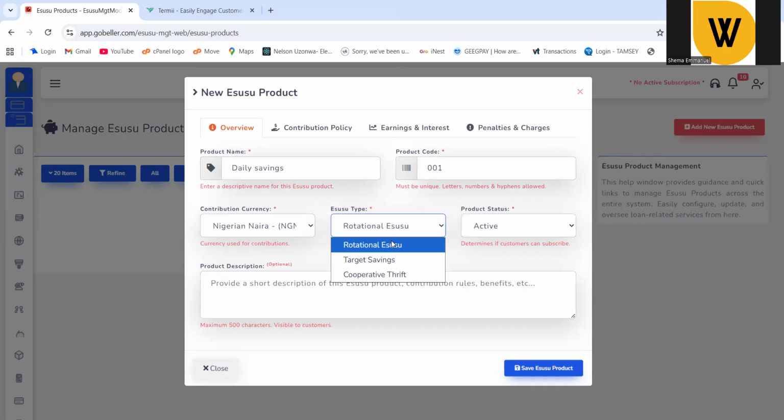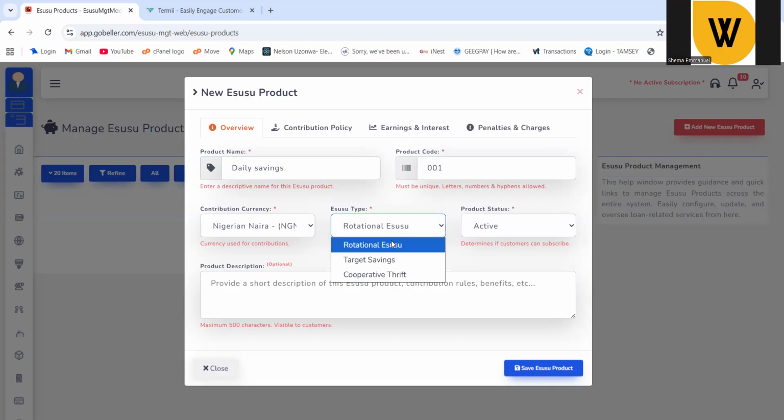So of course we have three types. One is the rotational and the other is the target savings. The rotational simply means you want a group of people to come together to make savings. This group of people agree to save, let's say, 1,000 naira each per week. So let's say there are five people at 1,000 naira, that simply means you have 5,000 naira. The system credits the sum of 5,000 naira to one person. Next week, the system accumulates another 5,000 naira, gives it to the second person, and so on and so forth.